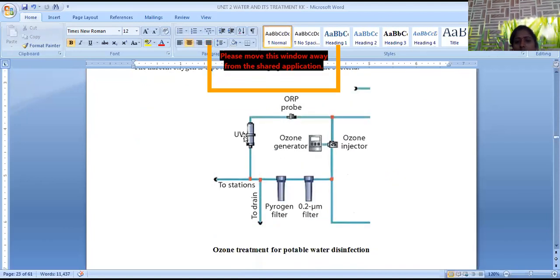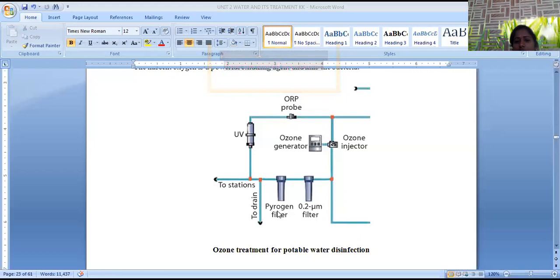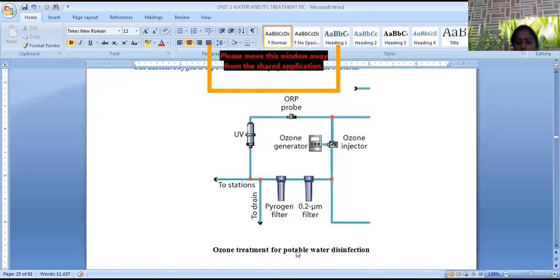Water sample is allowed to pass through this ozone generator. An ORP probe will be provided, and even UV light is also irradiated along with ozone treatment. Ozone injection into water is possible, and these are used as filters to remove all the solid impurities present in the water, and whatever solid impurities are collected are discarded to drain. So this is about the ozone treatment in potable water.